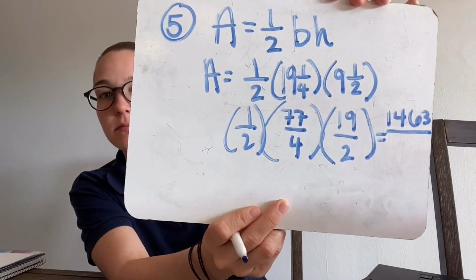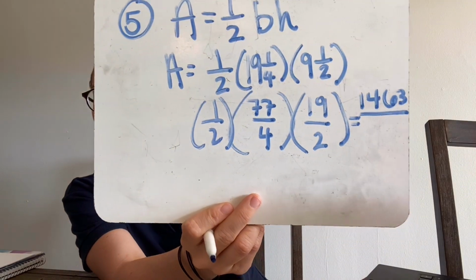7 times 9 is 63 plus 6 is 69. Placeholder 0. 1 times 7 is 7 and 1 times 7 is 7. Add them all up. 3, 16, 14. 1,463 over 2 times 4 is 8, times 2 again is 16.